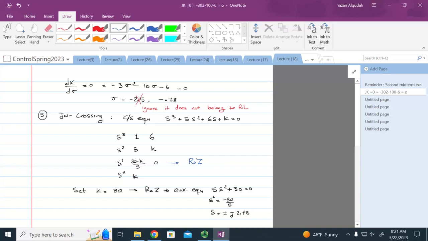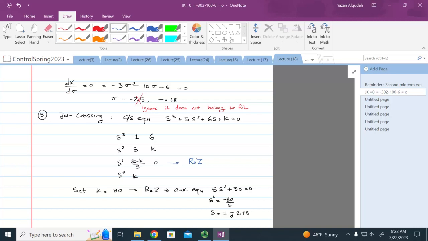So if we have k equal to 30, I'm going to end up with a row of 0. If there is a row of 0, what does that mean? It means I have an auxiliary equation on the row above it. And therefore, when k is equal to 30, 5s squared plus k is the auxiliary equation. And therefore, I can solve this equation to find the value of s, which is going to be plus or minus j 2.45.